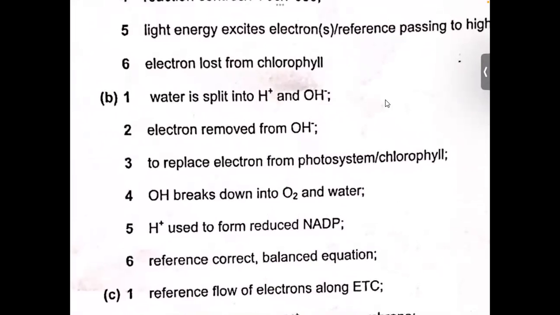So water is split into H plus and OH minus to be able to replace the electrons that are removed from photosystem 1 or 2. The OH then breaks down into oxygen and water. And then the H plus is then used to form ATP.